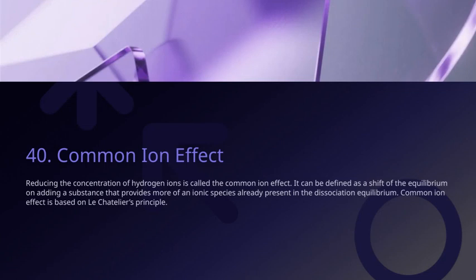Now, let's talk about the common ion effect, which involves reducing the concentration of hydrogen ions. Essentially, this effect occurs when we add a substance that introduces an ion already present in the dissociation equilibrium. This causes a shift in the equilibrium position, according to Le Chatelier's principle. So, in simple terms, if you increase the concentration of one of the ions involved, the system responds by shifting to counteract that change. This is a key concept because it explains how adding certain ions can suppress or enhance the dissociation of acids and bases.